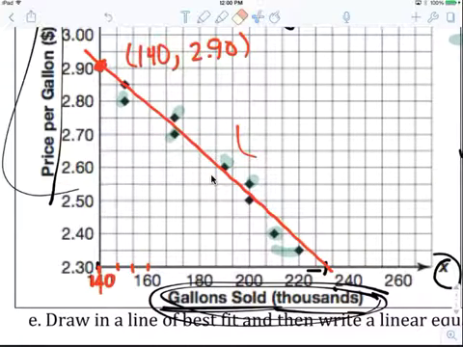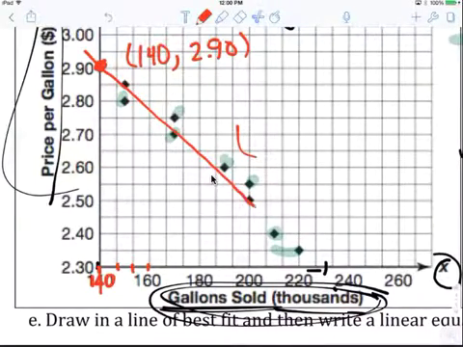Close enough to choose this one right here. I'm going to redraw my line of best fit to include the dot that's close enough. I need that one. You can do that. It's an easier one.